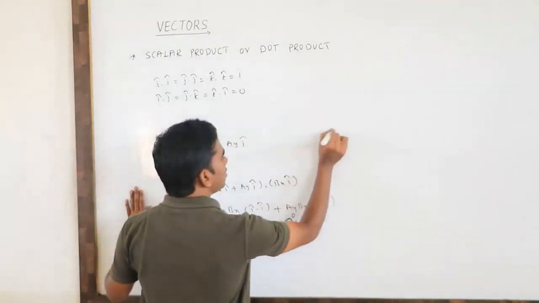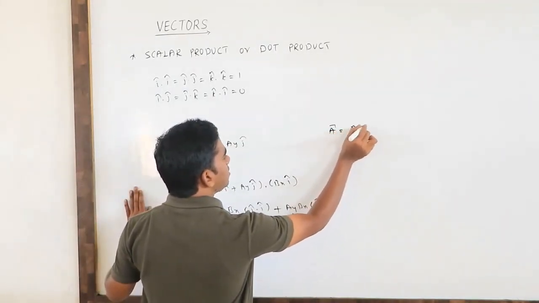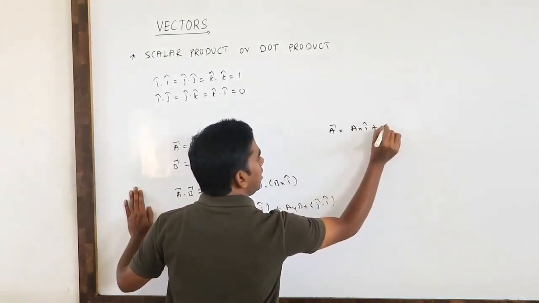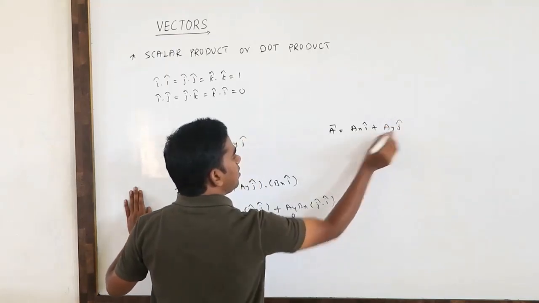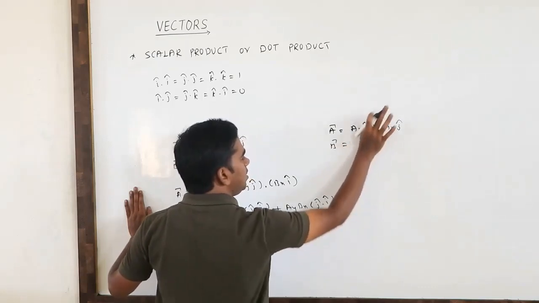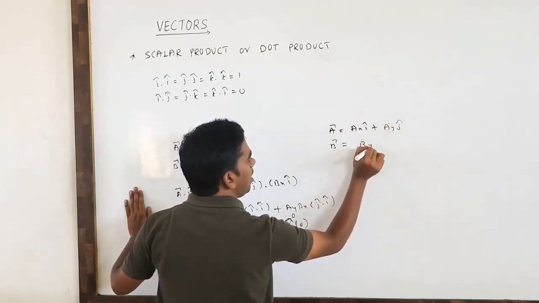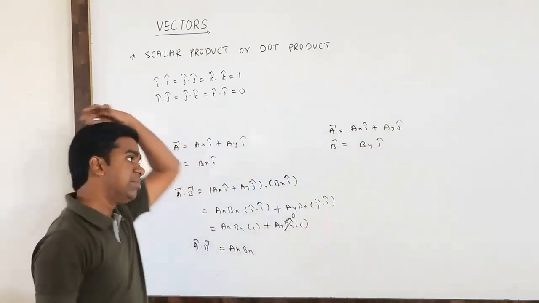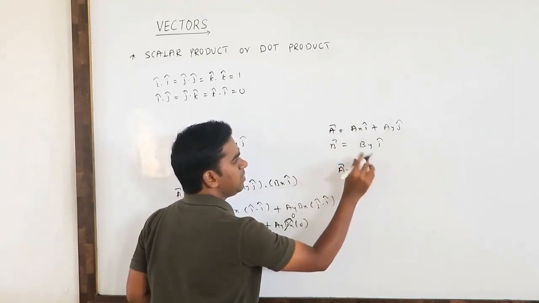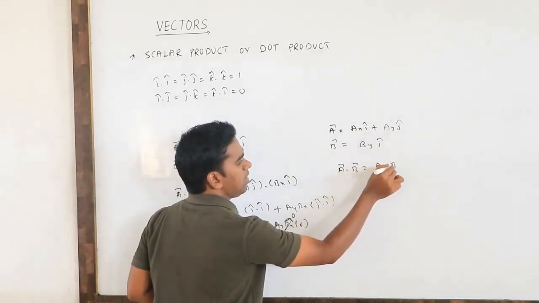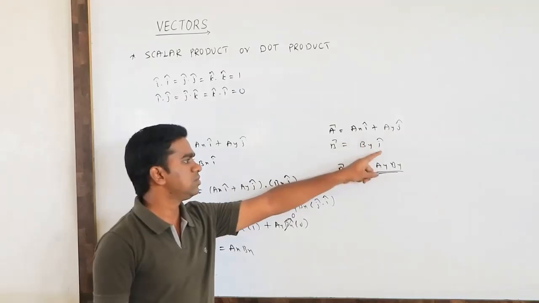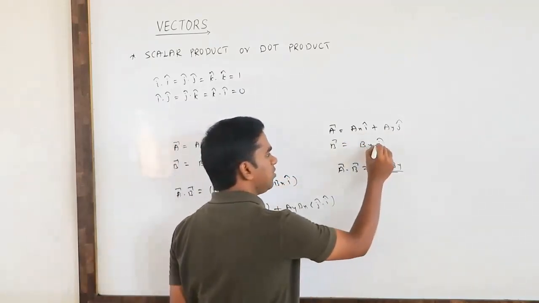Suppose A is AX I cap plus AY J cap. And your B, you can say it is just BY J. BX is not there, and BX is not there means leave that one. So your vector A dot B will become, simply you can multiply AY BY. That's all, which is common. So I dot J is going to be 0 again. I dot J is going to be 0.